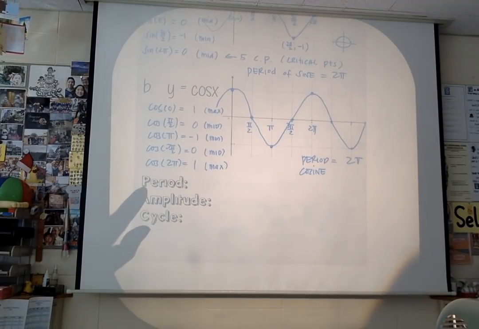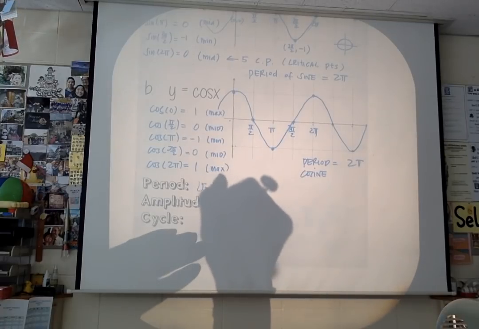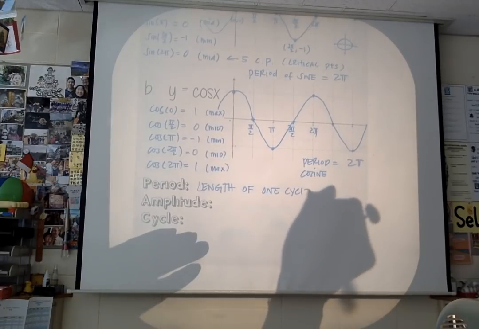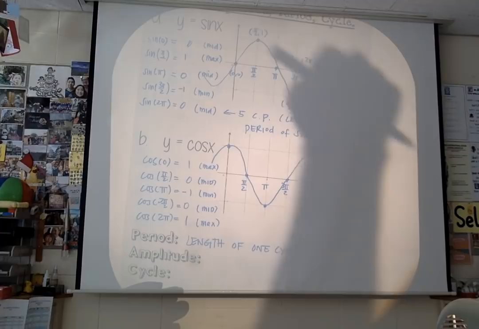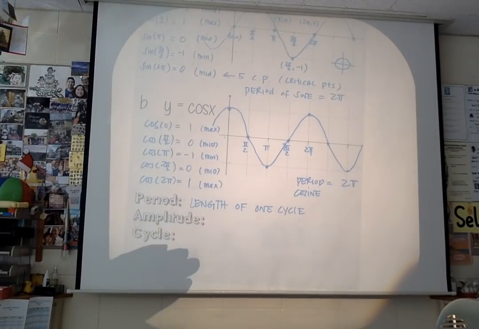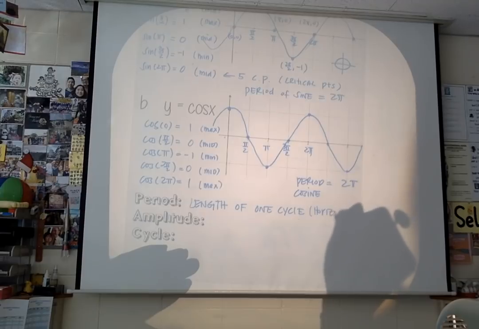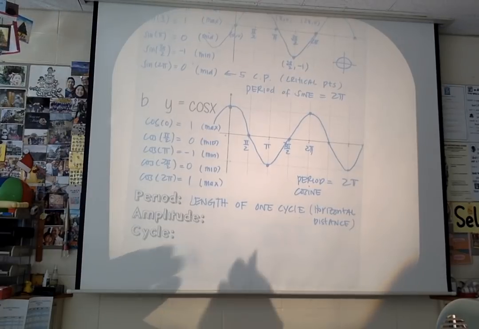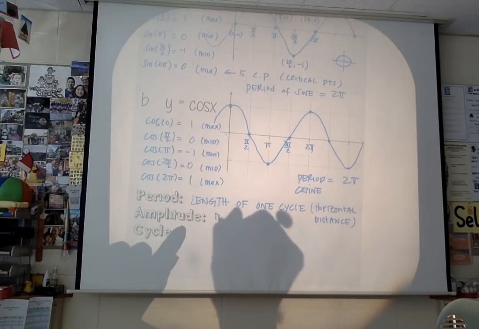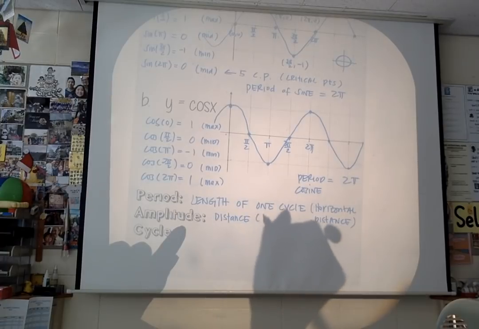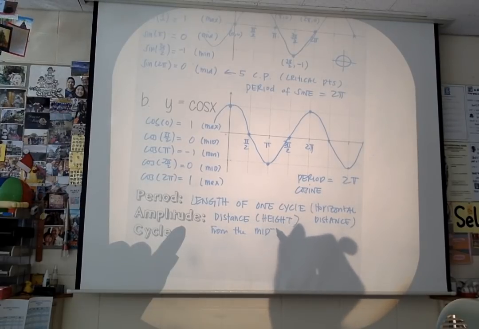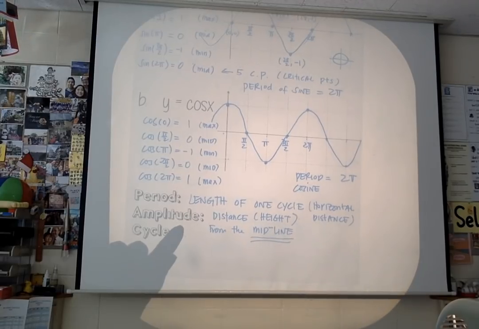So you guys, let's summarize. Period is the length of one cycle. One cycle from max to max or mid to mid, it's going to be the length of your one cycle, that's a period. It's basically your horizontal distance. Amplitude is a distance. It's actually your height from the midline. Now, the midline could change if there was a vertical shift, okay?